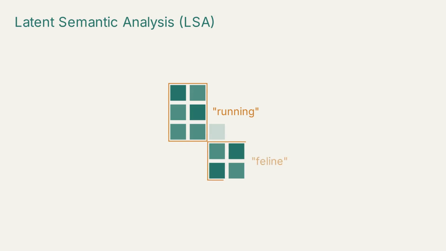We can now compare documents not by whether they share the exact same words, but by whether they share the same conceptual space. This allows a search engine to understand that a query for feline should return documents about cats, even if the word feline never appears in the text.